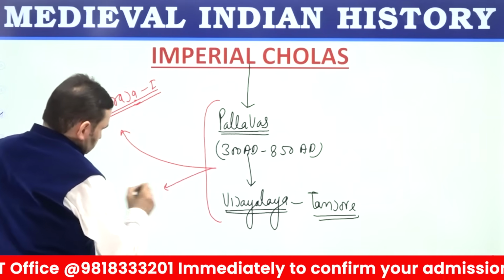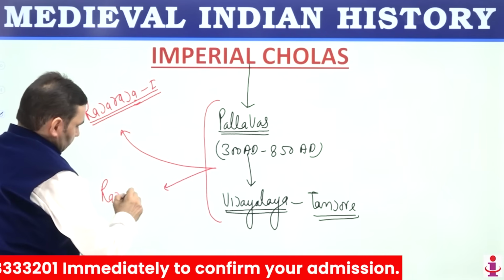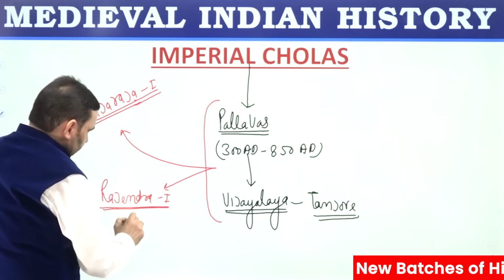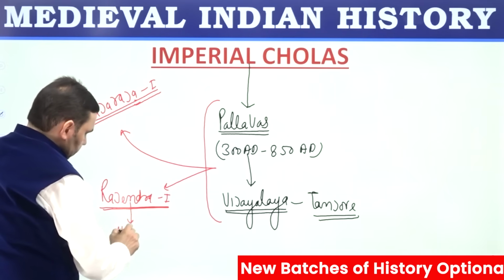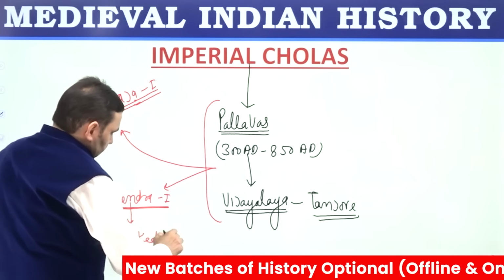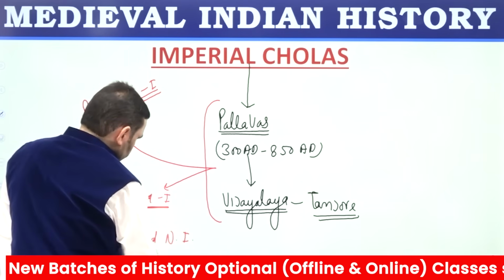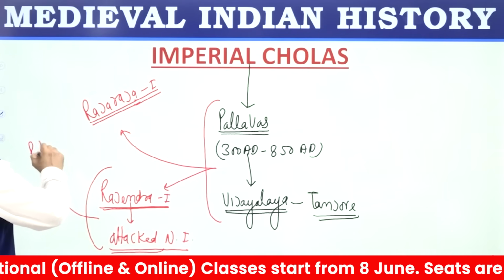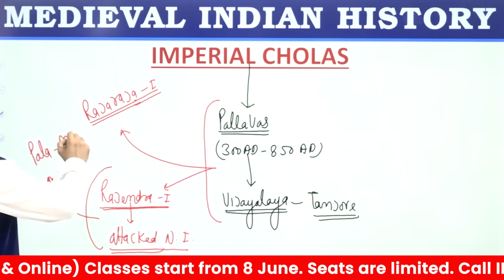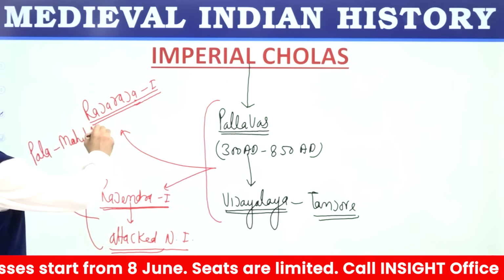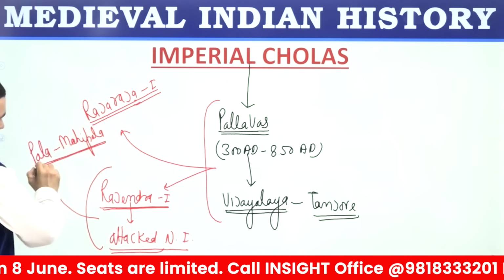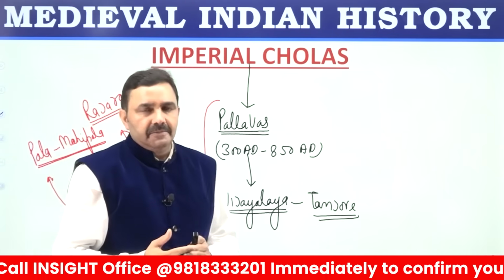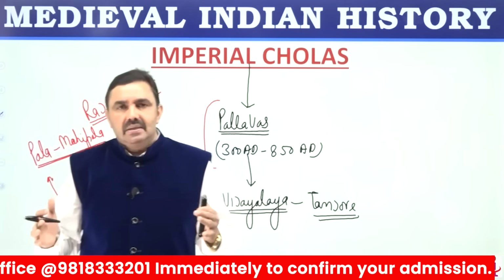Rajendra I was son and successor of Rajaraj I. He had attacked North India, and this army of Rajendra I defeated Pala king Mahipala. Recall Pala dynasty. King was Mahipala or Mahipal. So Pala king Mahipala was defeated by the army of Rajendra I. Rajendra I himself did not come to attack North India. He sent his army under his commander, and that army defeated Pala king Mahipala.